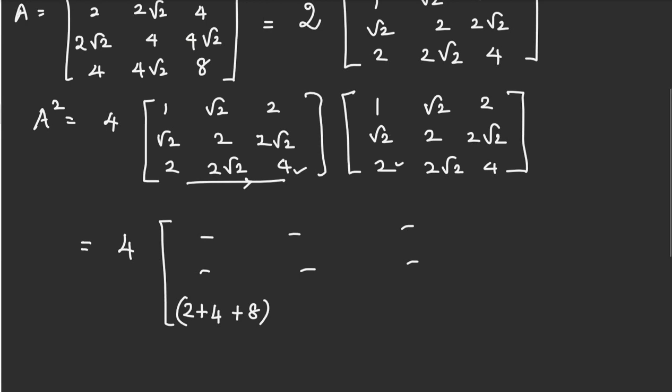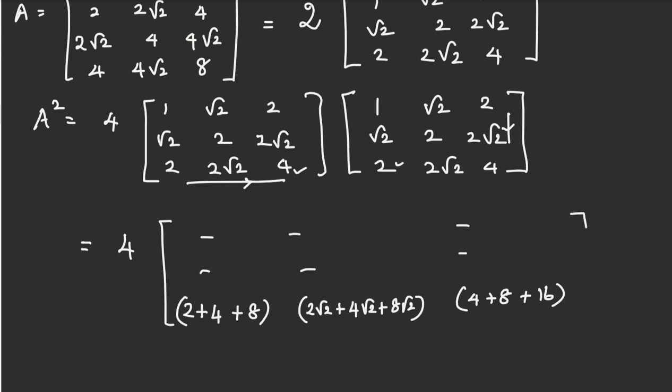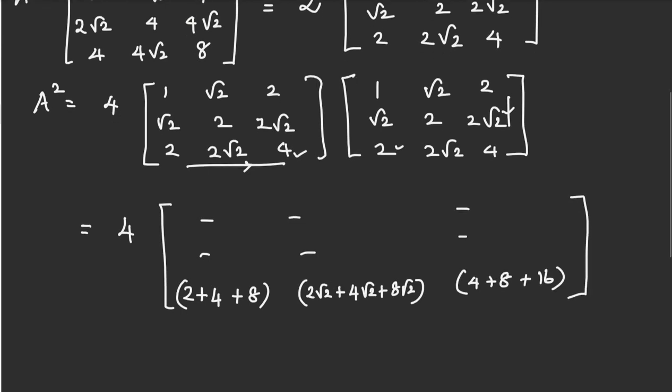Last row, second column: 2 into root 2 is 2 root 2, plus 2 into 2 root 2 is 4 root 2, plus 4 into 2 root 2 will be 8 root 2. The next element, last row, last column: 2 into 2 is 4, plus 2 into 2, 4 into root 2, that is 8, plus the next element 4 into 4 is 16. So we have found the third row elements.